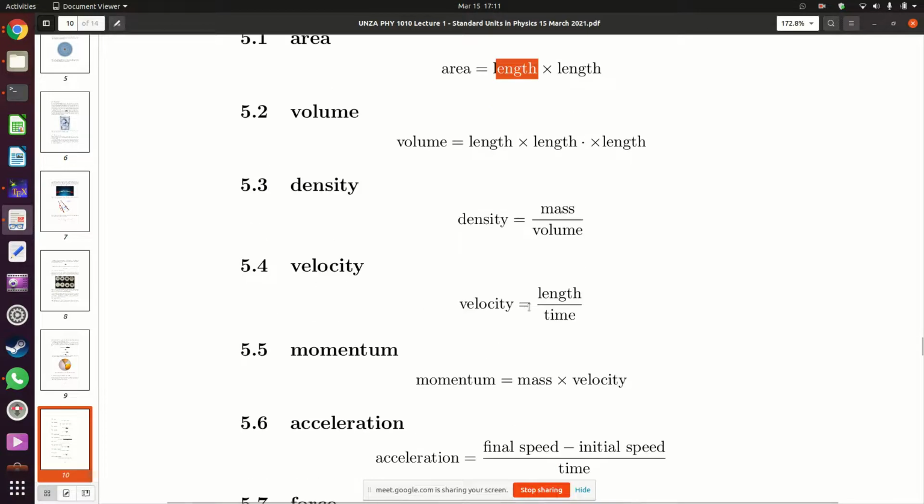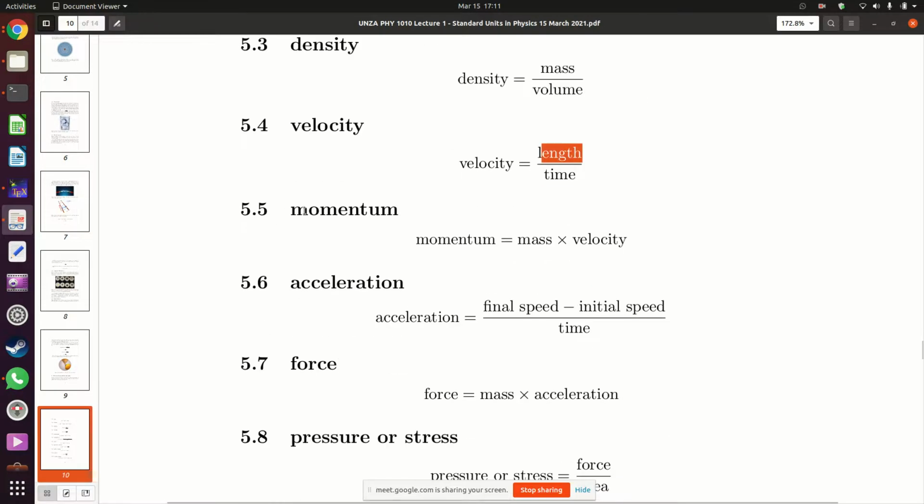Velocity: you divide the length. The length we use for velocity is actually called the distance, which is the length traveled by a particular object in a particular direction, divided by how much time it has taken to cover that length. So basically, the length covered by an object divided by the time gives you the velocity or the speed. Here you're doing a division.